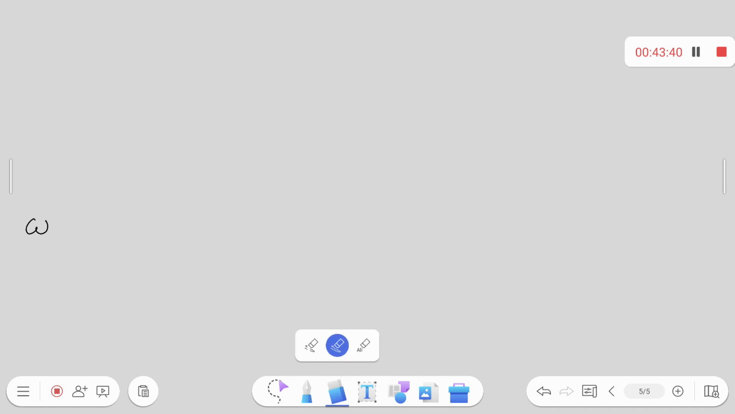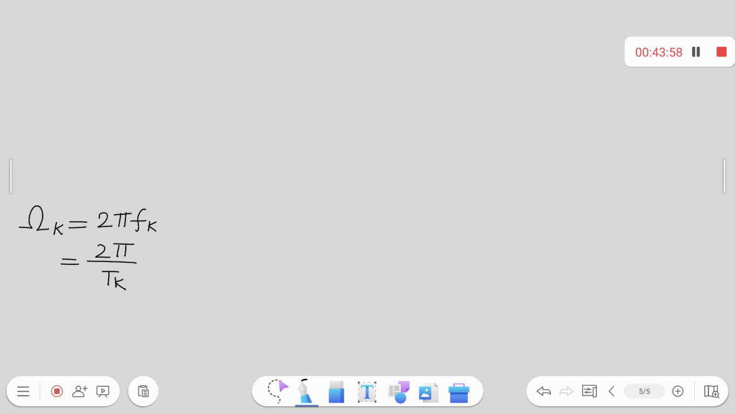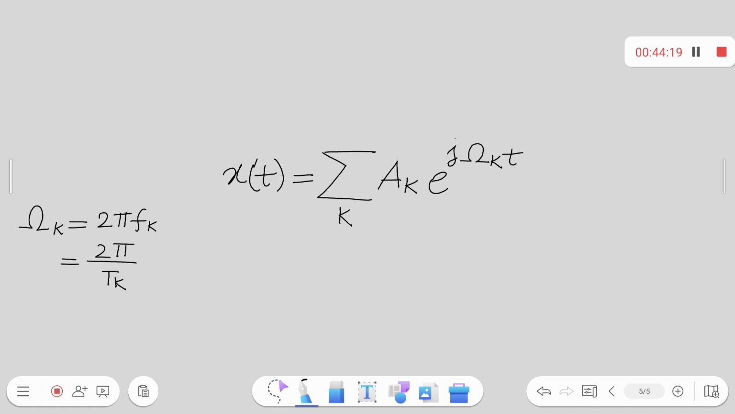Okay, let's start with this. The analog frequency omega k is given by 2 pi f k, which is given by 2 pi by T k. So the signal that I am going to represent, x of t, having a period equal to capital T, is represented as the summation of a k e to the power j omega k t, for k ranging over different values.